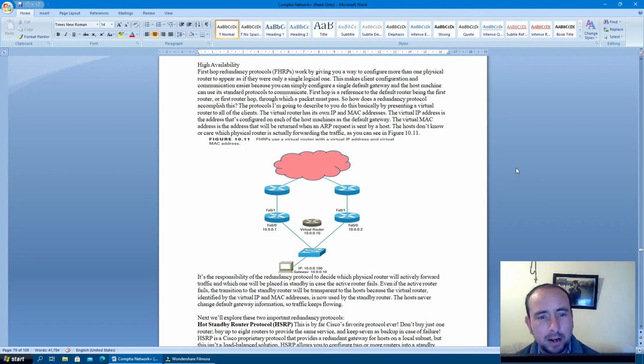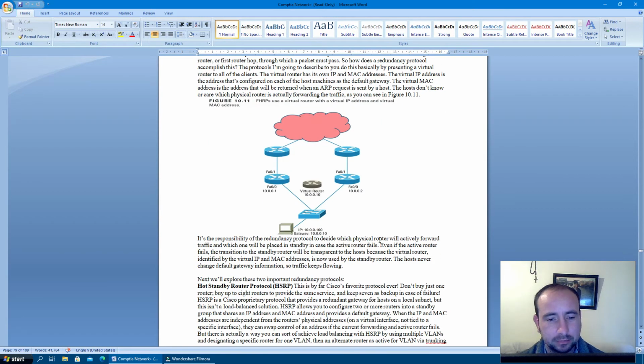The virtual MAC address is the address that will be returned when the Address Resolution Protocol request is sent by a host. The hosts don't know or care which physical router is actually forwarding the traffic, as you can see in figure 10-11. So you can see in figure 10-11, here is the cloud, the internet, and here are your routers, the virtual router, and here's your gateway.